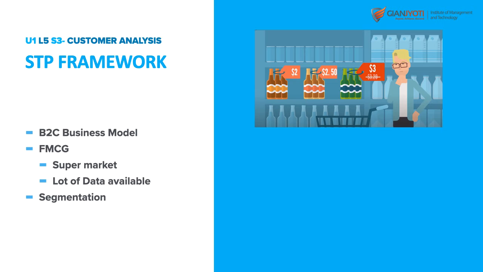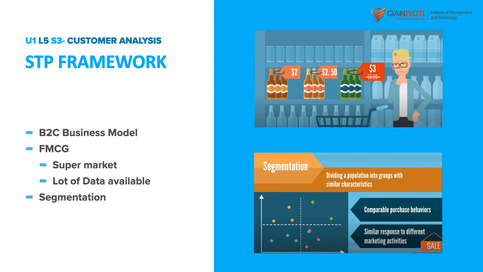The most important part in the STP framework is segmentation, where you try to focus on the segments. The first question is how you arrive at different customer segments. Segmentation is the most important part in this. As you know, segmentation is where we divide the customer base into groups with some similar characteristics. When we say similar characteristics, we generally keep two parameters in mind.